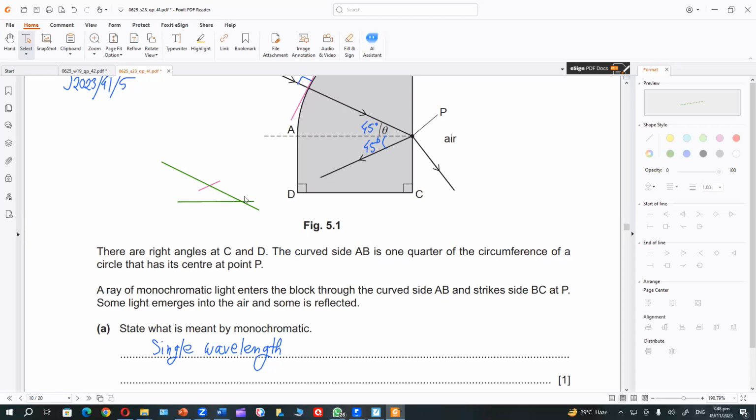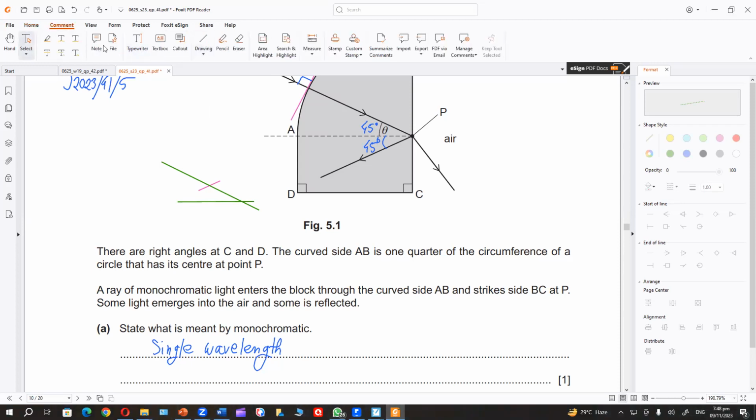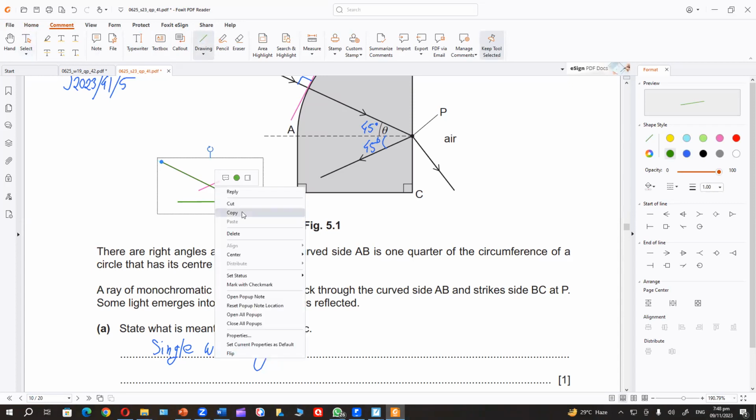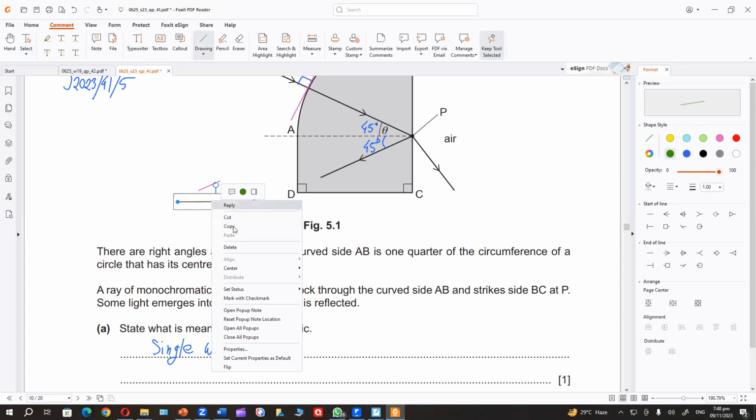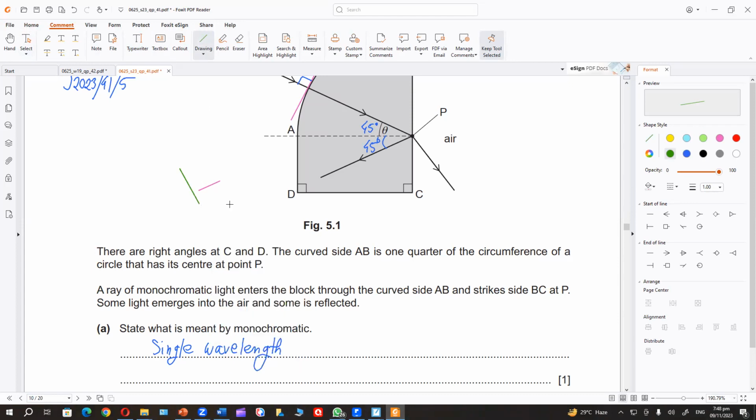So, what should I write in the answer? That total internal reflection will happen again. Total internal reflection will occur again.